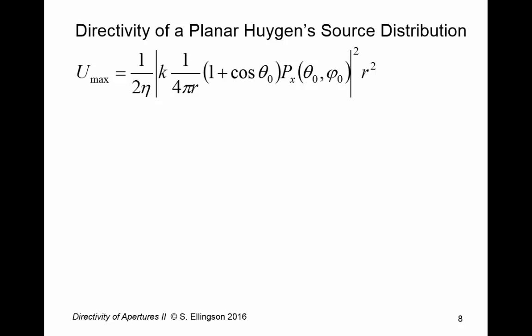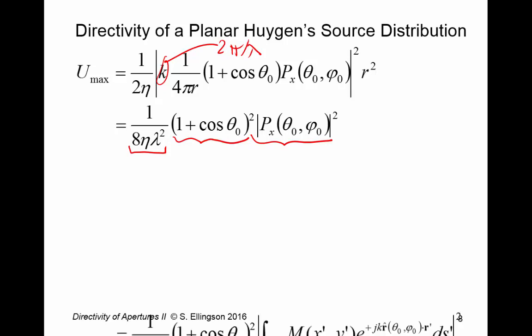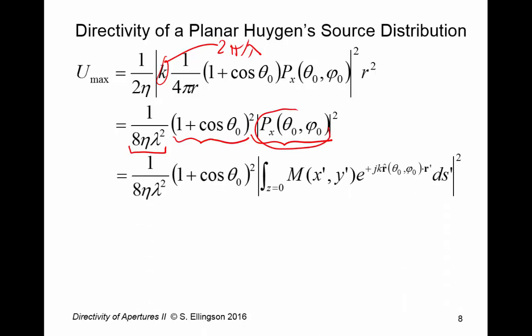Here I've rewritten the equation on the bottom of the previous slide. Just evaluating this a bit, I can pull out some constants, and I find that I have 1 over 8 eta lambda squared. Remember, here I've used 2 pi over lambda as the wave number, times an obliquity factor squared, times the spatial Fourier transform of the magnetic currents magnitude squared. And I can substitute the expression for that Fourier transform in here. And remember, this is an integral over the aperture.